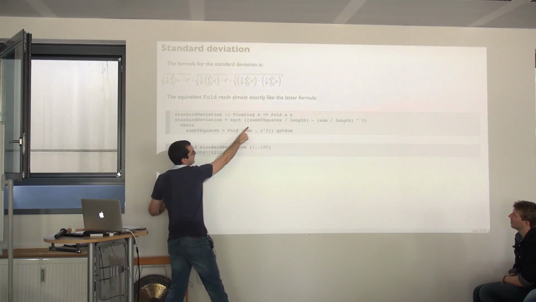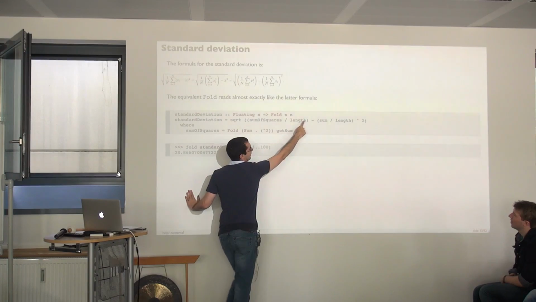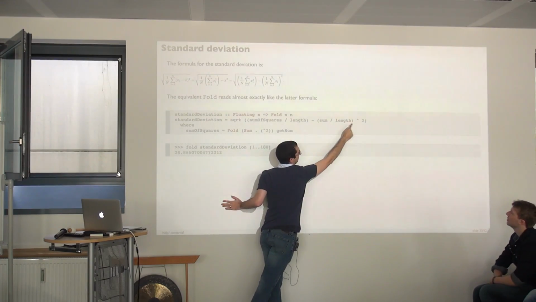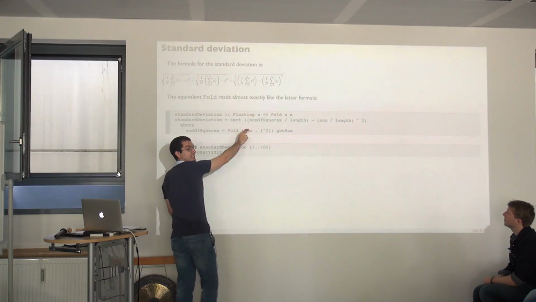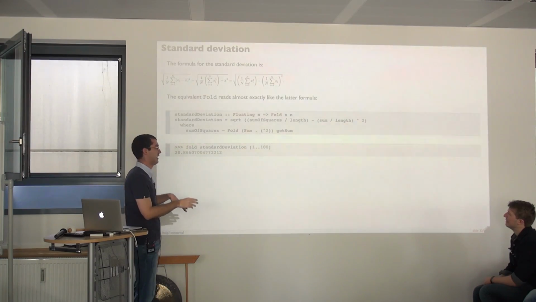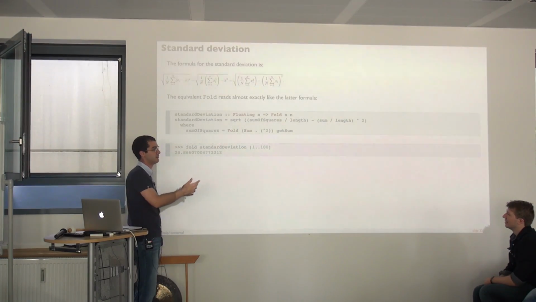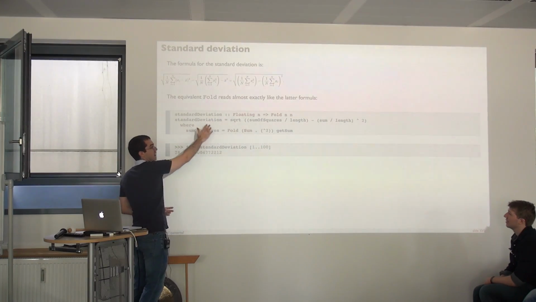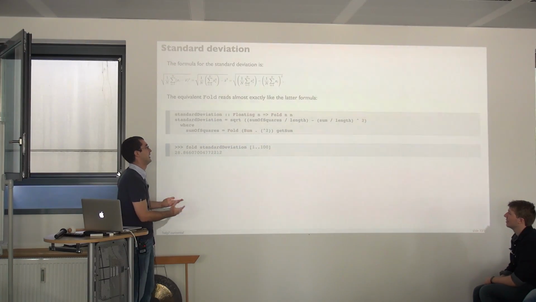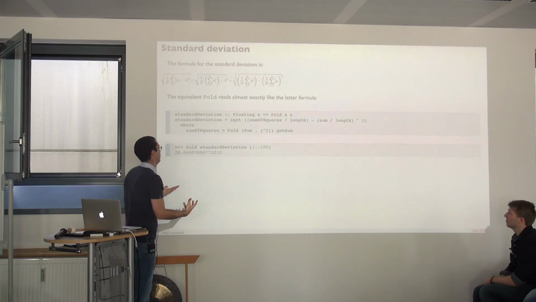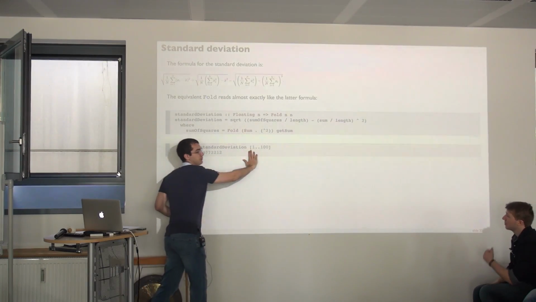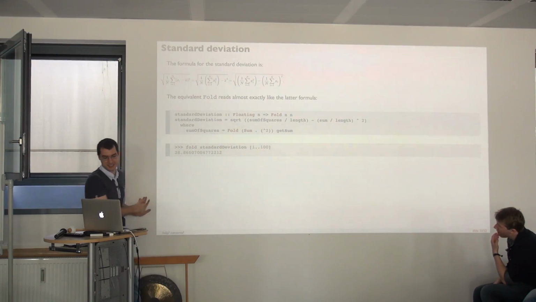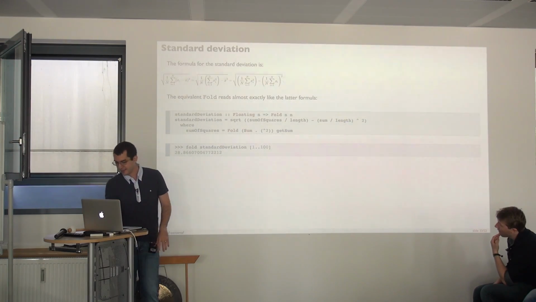So we just say the sum of squares divided by the length minus the sum divided by the length, squared. And then you just take the square root of that. So I'm dividing folds, I'm subtracting folds, I'm exponentiating folds, and I'm taking the square root of a fold. And this gives me back a new fold, which will compute the standard deviation of my input set. If I apply this fold to the numbers from 1 to 100, it gives me the standard deviation, which in this case is 28.9.